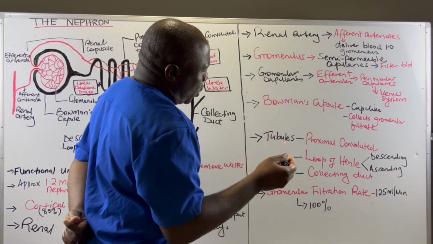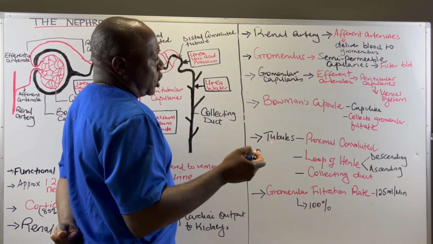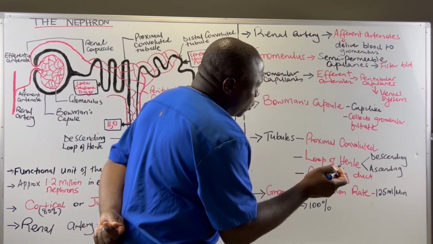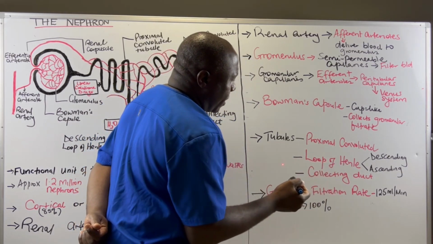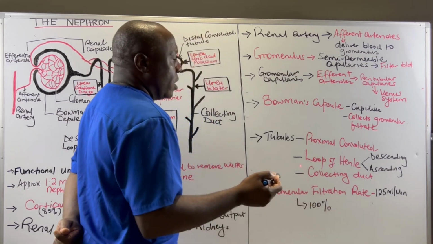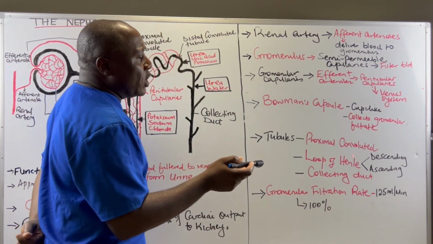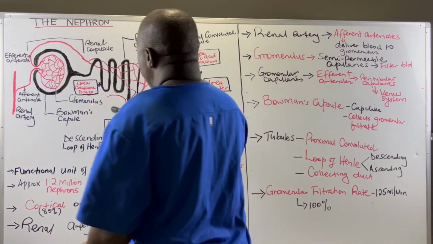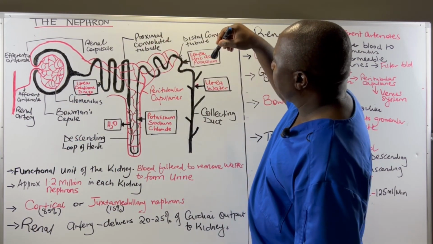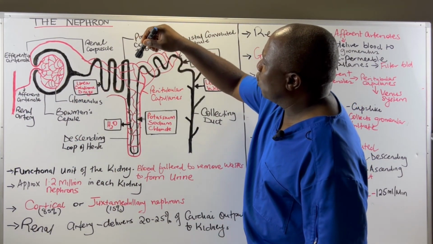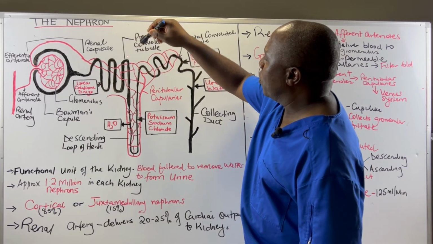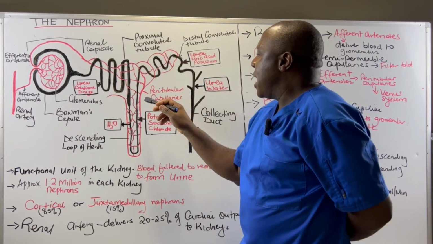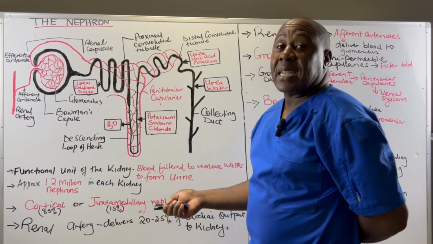Now, as we have said, we also have the tubules. This tubular section of the nephron is divided into the proximal convoluted tubule, the loop of Henle, and the collecting duct. The loop of Henle is further subdivided into the descending and ascending loop of Henle. When we come to the tubular section here, this is what we refer to as the convoluted tubule. From the convoluted tubule here, we have this loop of Henle, and remember we said that this loop of Henle helps to differentiate between the cortical and juxtamedullary nephron.